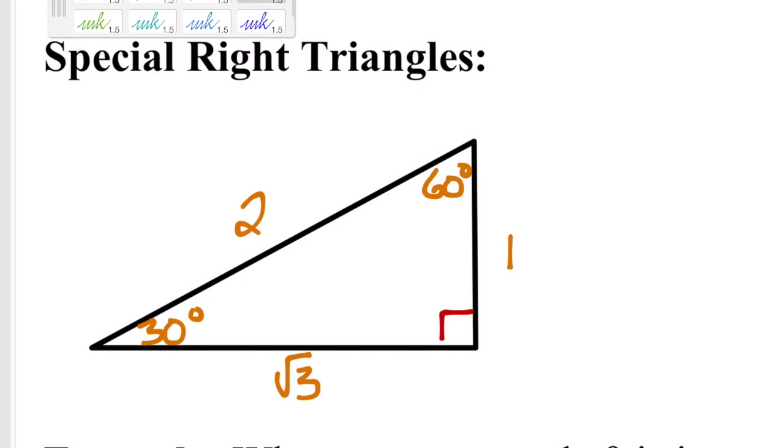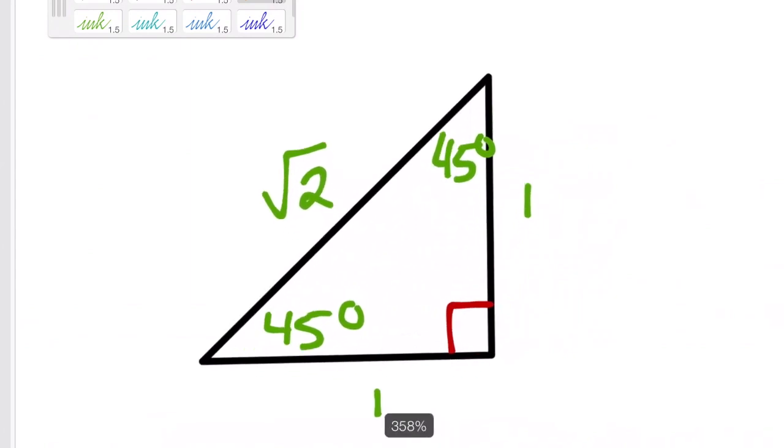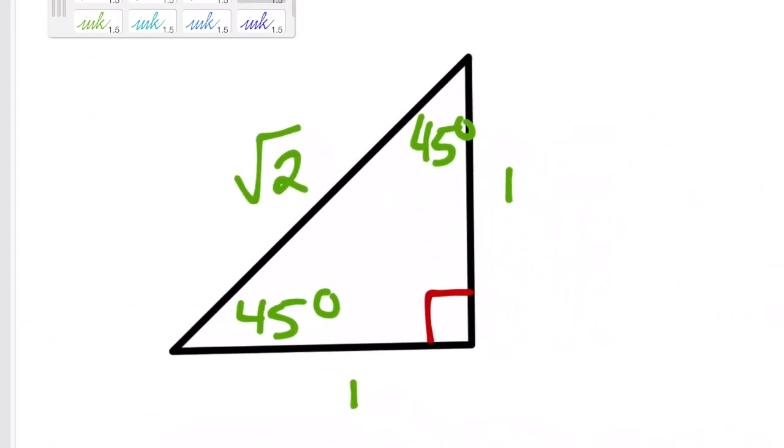So we can always dial back to this whenever we have a 30, 60, 90 triangle, every single time, no matter what. And then for a 45, 45, 90 triangle, because we have two angles that are the same, that means the sides opposite those angles are going to be the same. So everything reduces down to 1, 1, and then whenever you do the Pythagorean theorem, 1 squared plus 1 squared is equal to 2. So then your hypotenuse is the square root of 2. And again, if you have any kind of 45, 45, 90 triangle, all of the sides boil down to this ratio.